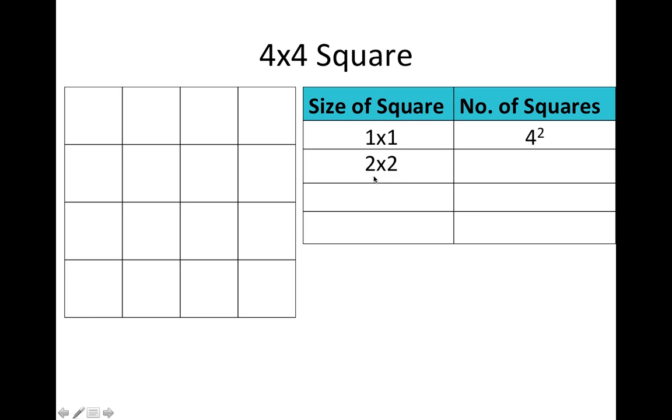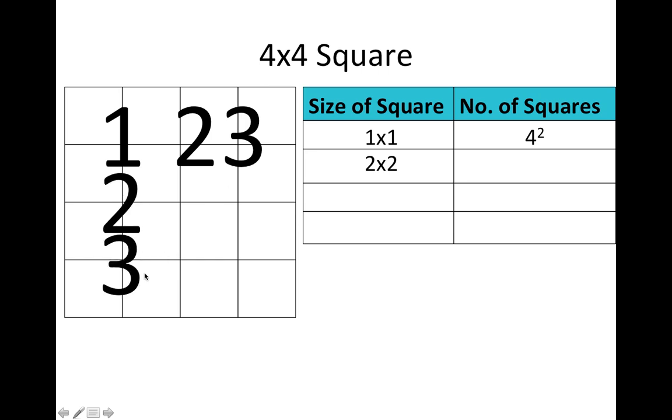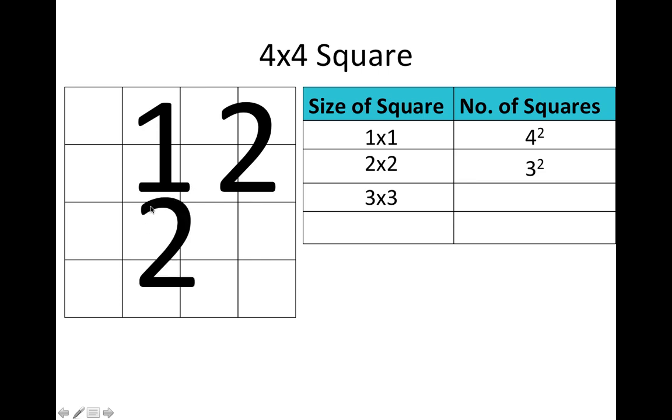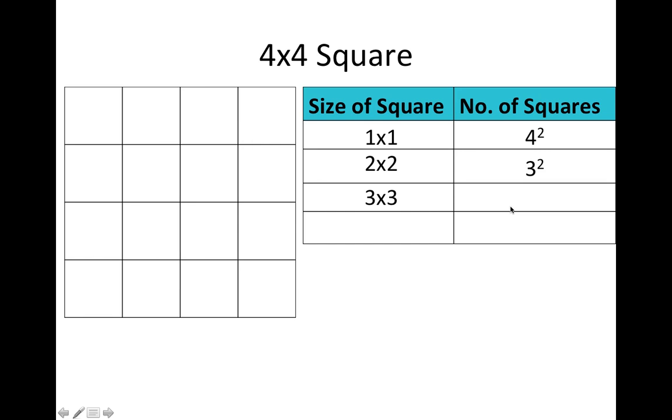Now let's see 2 by 2 squares. There are 1, 2 and 3 squares, and also 1, 2 and 3 squares. So 3 into 3, which is 3 squared. Now let's see 3 by 3 squares. There are 1 and 2 in the row and also 1 and 2 in the column. So that is 2 into 2, which is 2 squared.